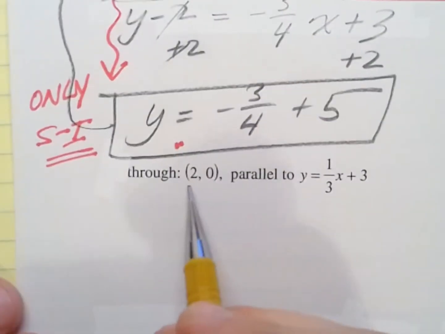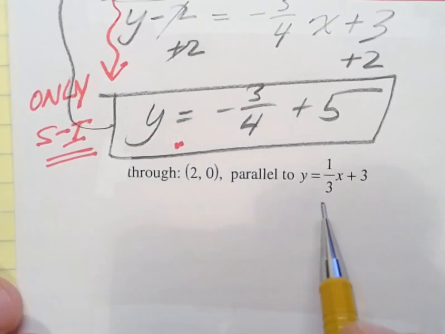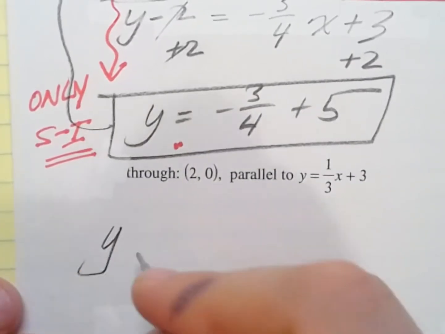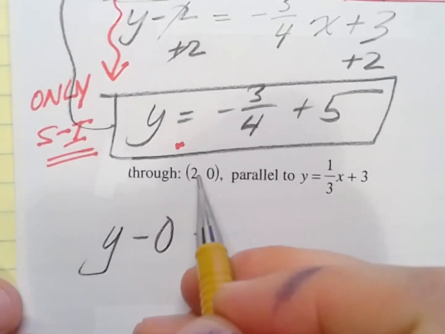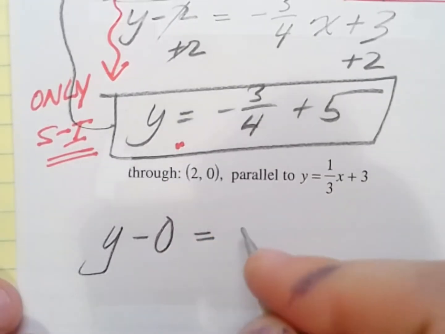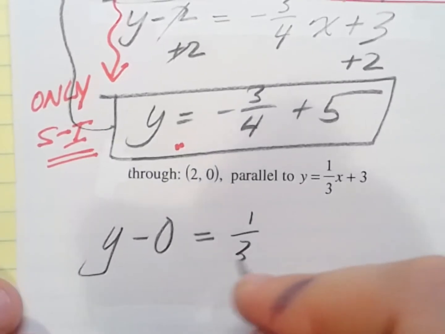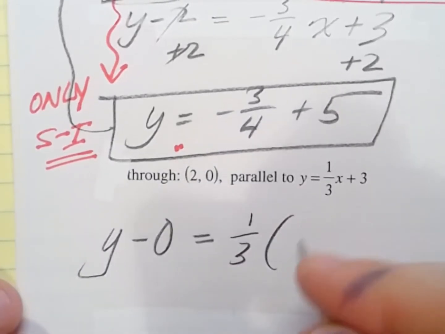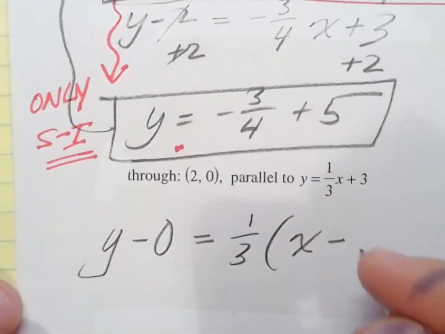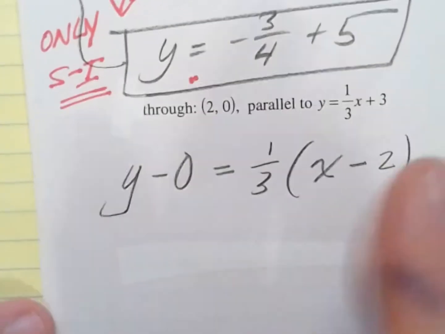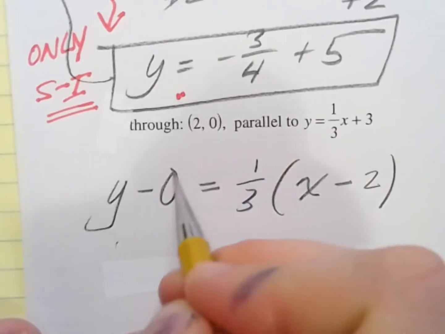So here we're going through (2, 0), and it's parallel to this line with a slope of 1/3. So I would be at y minus 0. Notice this is not the y-intercept, it's the x-intercept. So y minus 0 equals 1/3 x minus 2. Alright, so this is easy here.